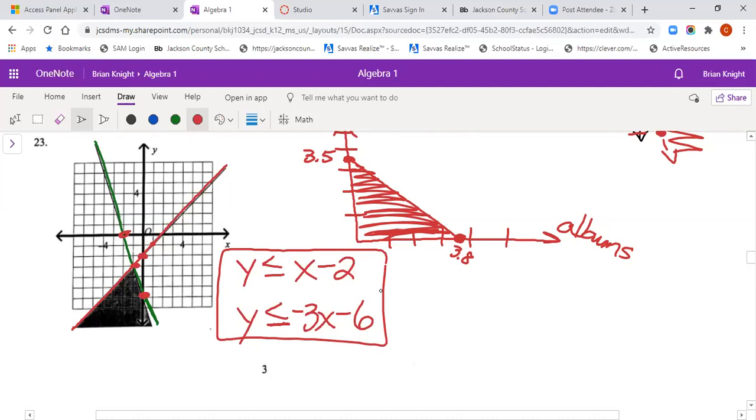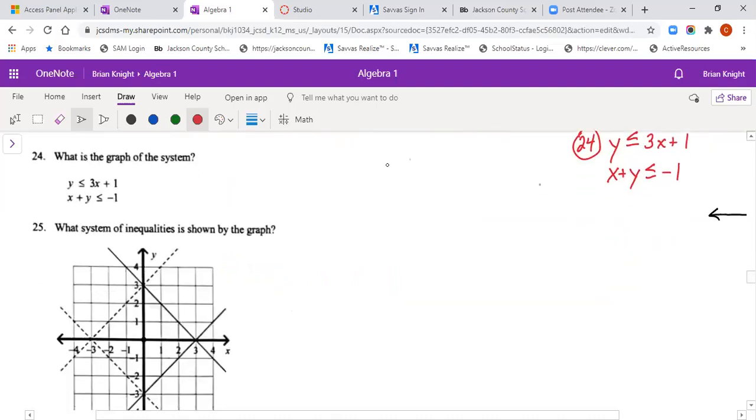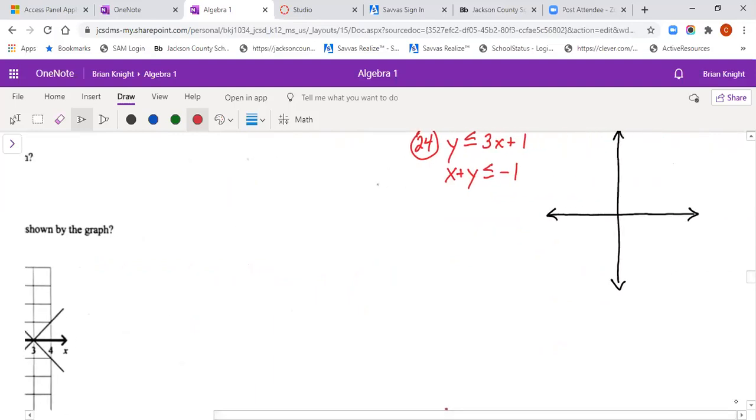Number 24, you are graphing one more time. The last time. I'm just going to draw it over here. Oh, I have it. I love it when I'm prepared. It's already over here for me. So for the top one, I'm going to start at 1, right? The y-intercept right here is 1. And from there, what's my slope? Up 3 over 1. And solid line or dotted? Solid. And am I shading above or below?